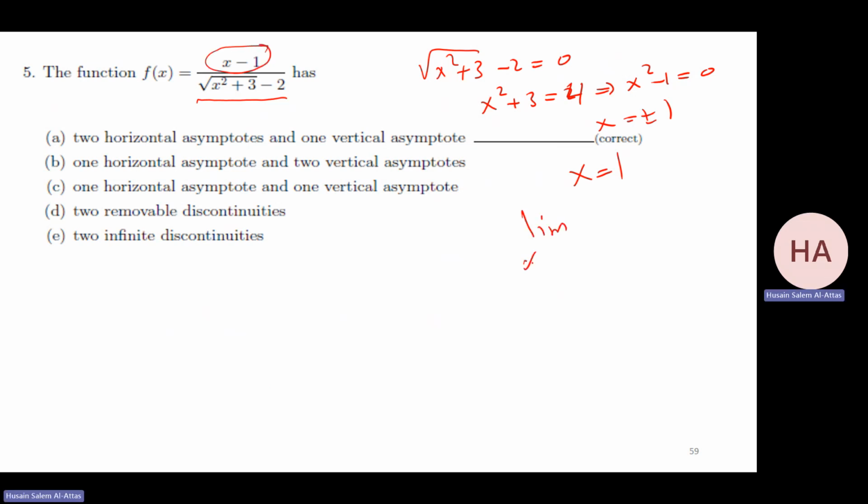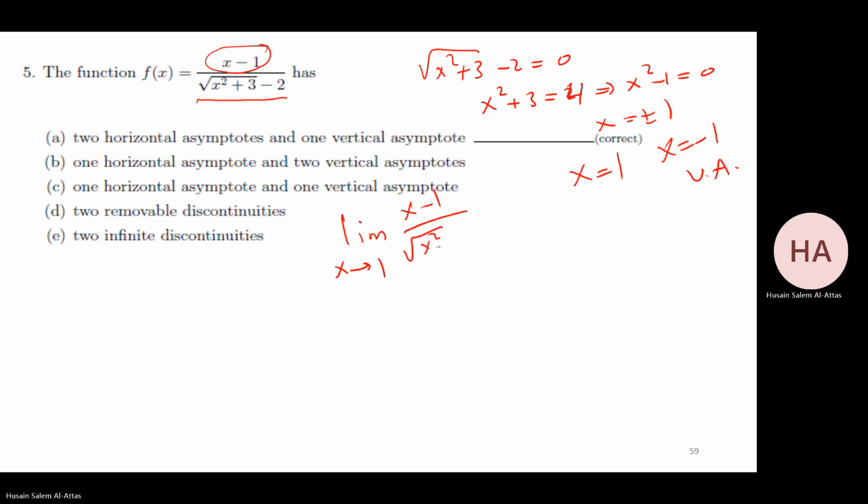Limit as x goes to 1 of this function. Let me do it. Minus 1 will be okay. Minus 1 is a vertical asymptote, and it will be non-zero over 0. And the 1, let me check it. Limit as x goes to 1 of this function. If we substitute, you have 0 over 0, so simplify it or rationalize it.